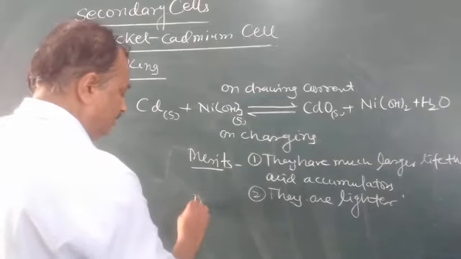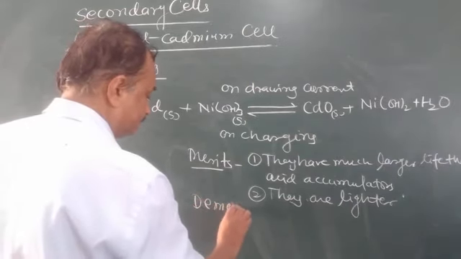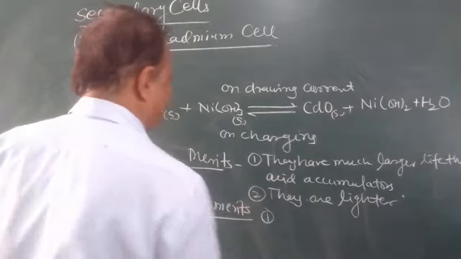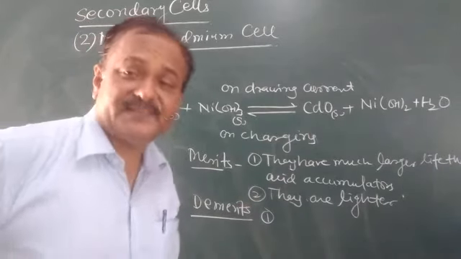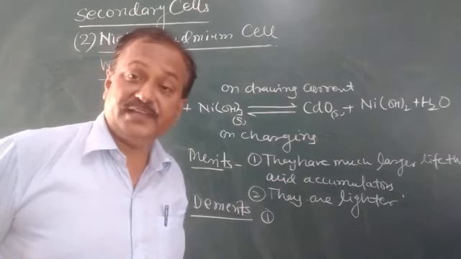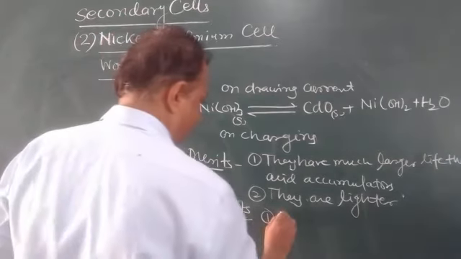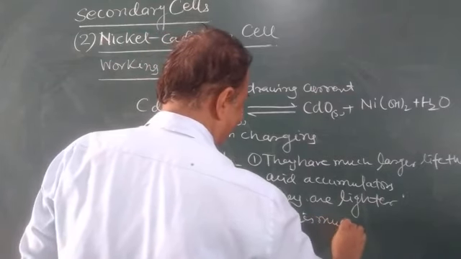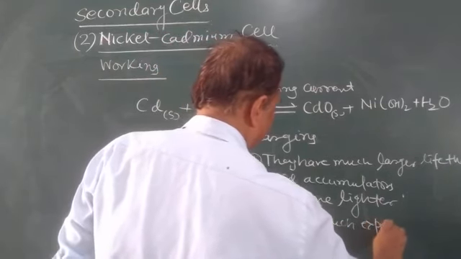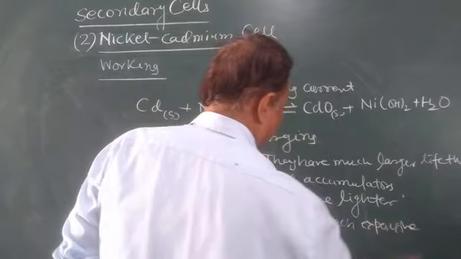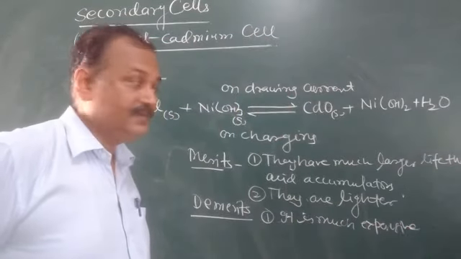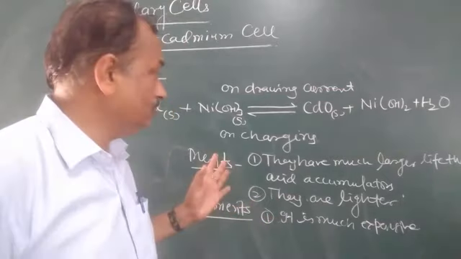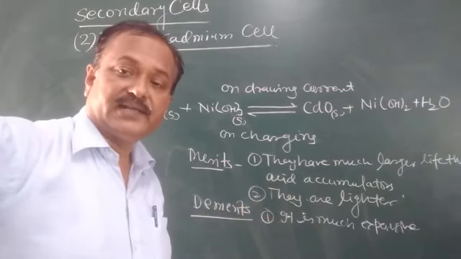Now coming to the demerits. The demerit is very limited: it is very much expensive. It is much expensive because it uses cadmium and it uses nickel. So this is all about the nickel cadmium battery.